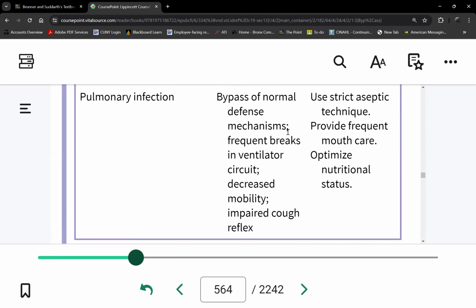Okay, can they develop pneumonia? Yes. FYI, this will be called ventilator-associated pneumonia if the pneumonia develops after the patient has been on a vent for 48 hours or longer, right? If they develop pneumonia in less than 48 hours, that's not attributed to the vent, okay?